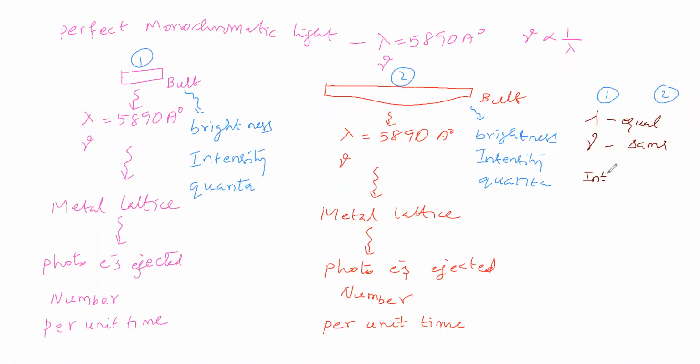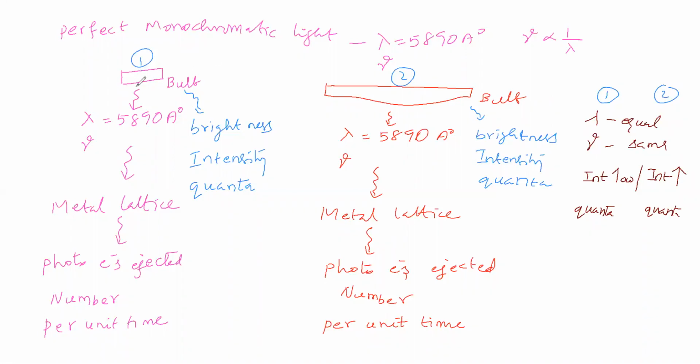So the intensity of radiation in the first bulb and the intensity of radiation in the second bulb. You are saying that the intensity of radiation in the first bulb is low, and the intensity of radiation in the second bulb is high. Intensity is nothing but the number of particles, the number of quanta. So the number of quanta ejected in the first bulb and the number of quanta ejected in the second bulb, how will it be?